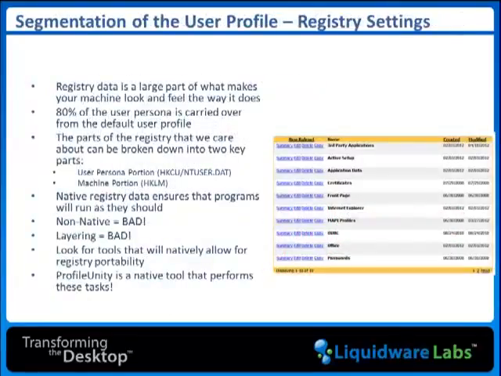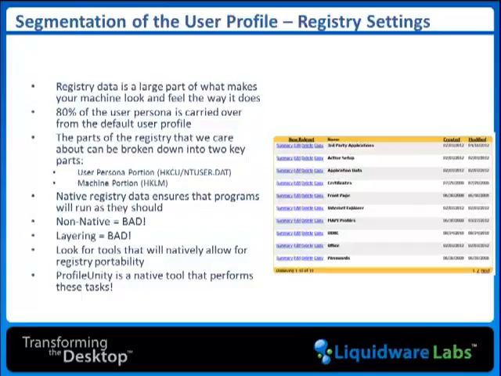So Profile Unity allows for the segmentation of different sections of the user profile. Now, registry data is a large part of what makes your machine look and feel the way it does. And 80% of the user persona is carried over from the default user profile. So what Profile Unity functions on is that percentage that doesn't change, that stuff that actually is your user space, the stuff inside of the registry that you have made different since the importation of the default user profile.